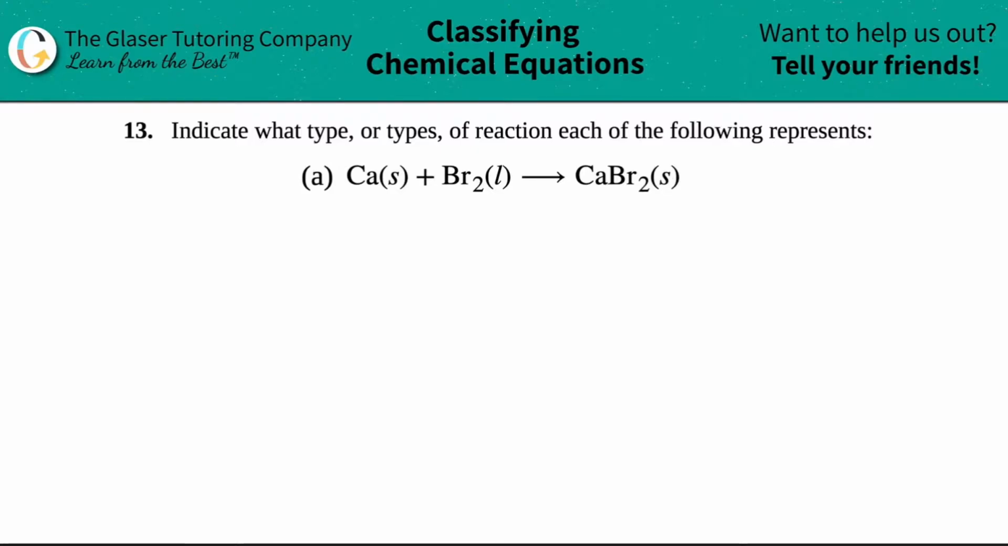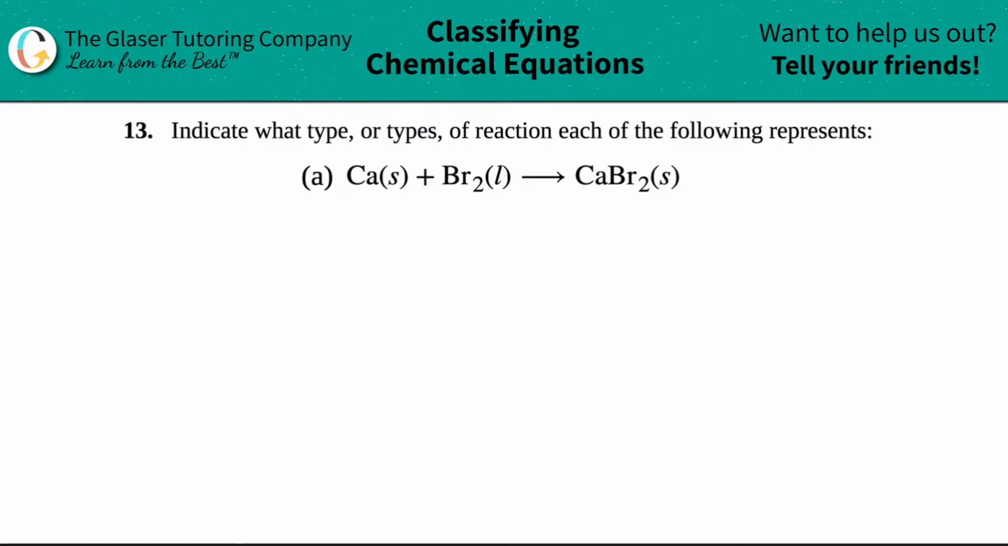Number 13, indicate what type or types of reaction each of the following represents. And then we have letter A. So in this equation, we have calcium, that's a solid, plus bromine, which is a diatomic, there's two of them, and that's in a liquid form, will yield calcium bromide, CaBr2, and that's a solid.